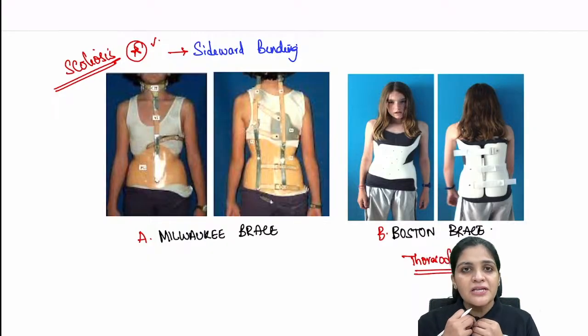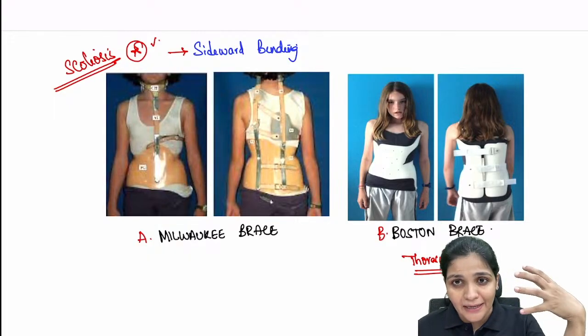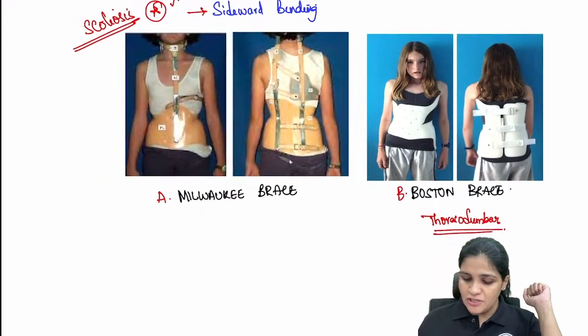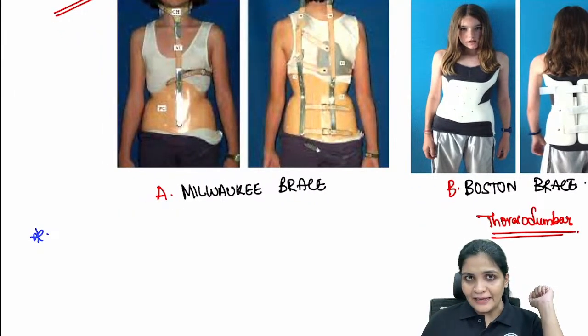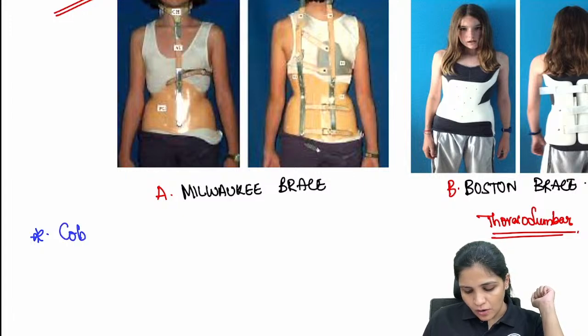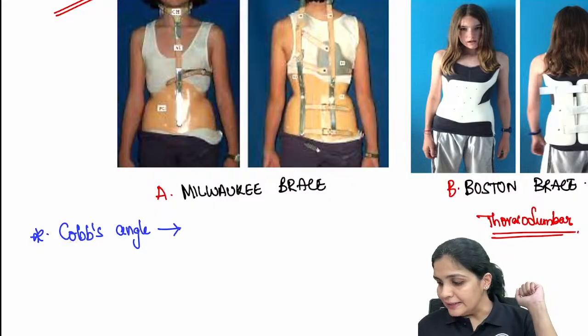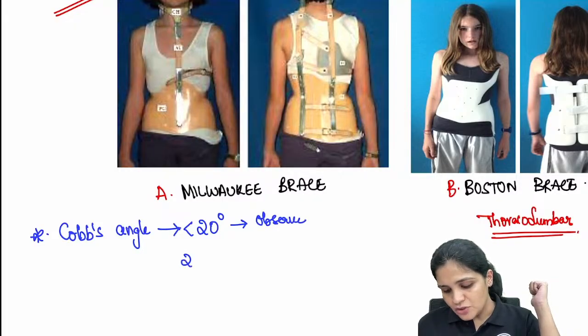What is scoliosis? Scoliosis is sideward bending. There would be some abnormality or deformity in the spine, and that results in the condition called scoliosis. In scoliosis, the angle which we measure is called Cobb's angle. This Cobb's angle is measured to decide the treatment. Whenever it is less than 20 degrees, you observe the scoliosis curve. If it is 20 to 40 degrees, you prescribe orthosis.